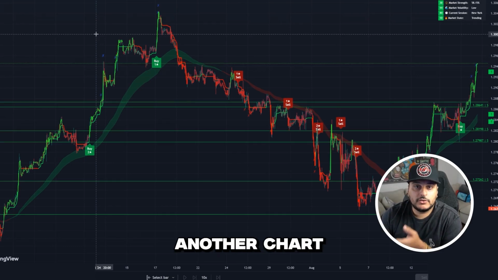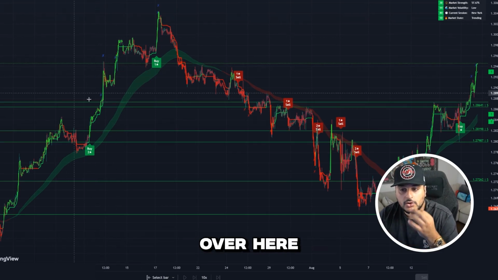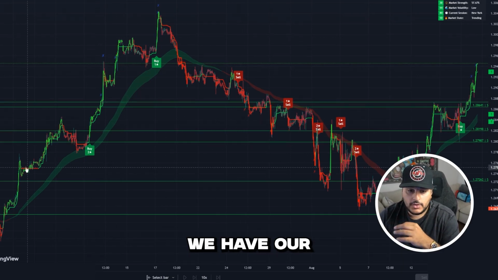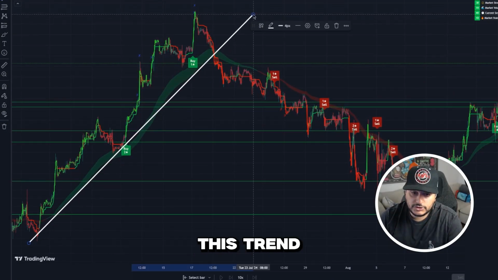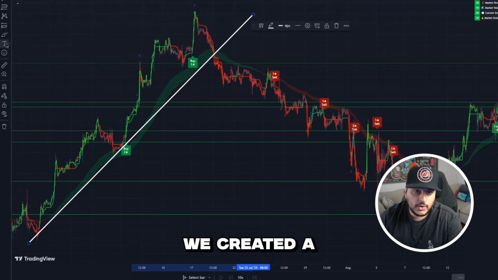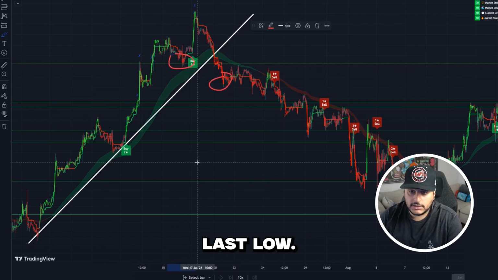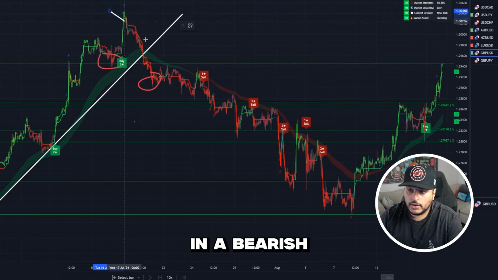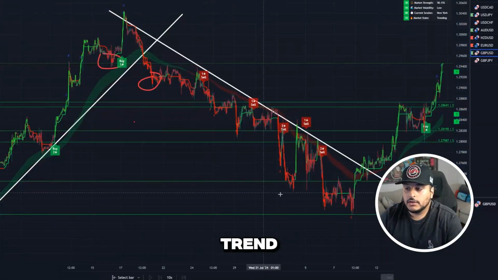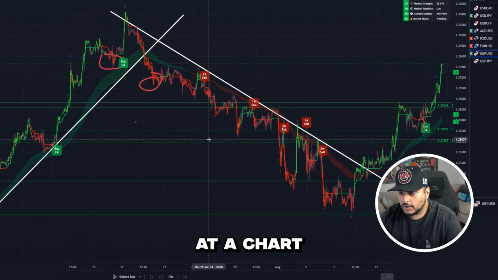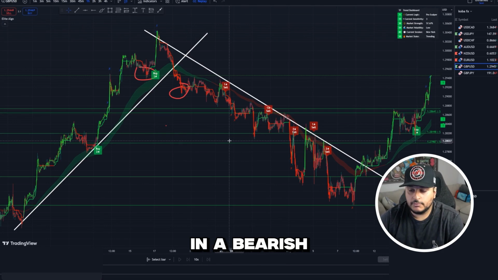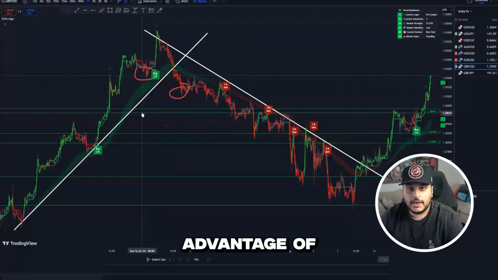Okay, so here's another chart that we're looking at, guys. We see over here on this chart, again, we have our trends, right? We see that we were in an upward trend right here. Eventually, this trend was broken and we created a lower low on this last low. So now over here, we are in a bearish trend that got broken again to the upside. But this is how easy it is to just take a look at the chart and see exactly if you're in a bearish or bullish trend, and then taking advantage of the algorithm.